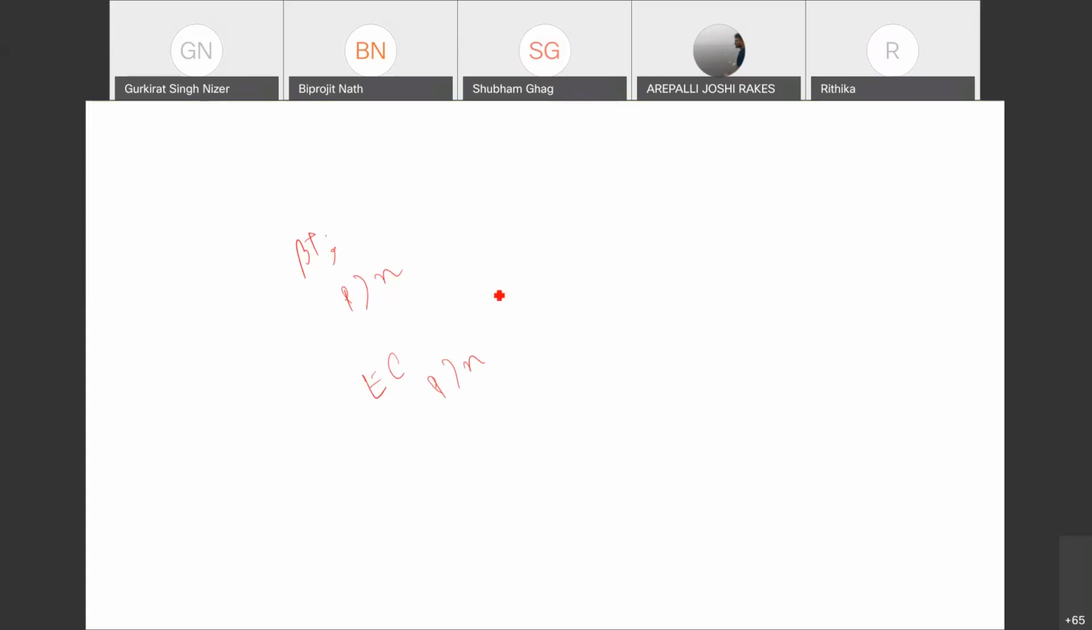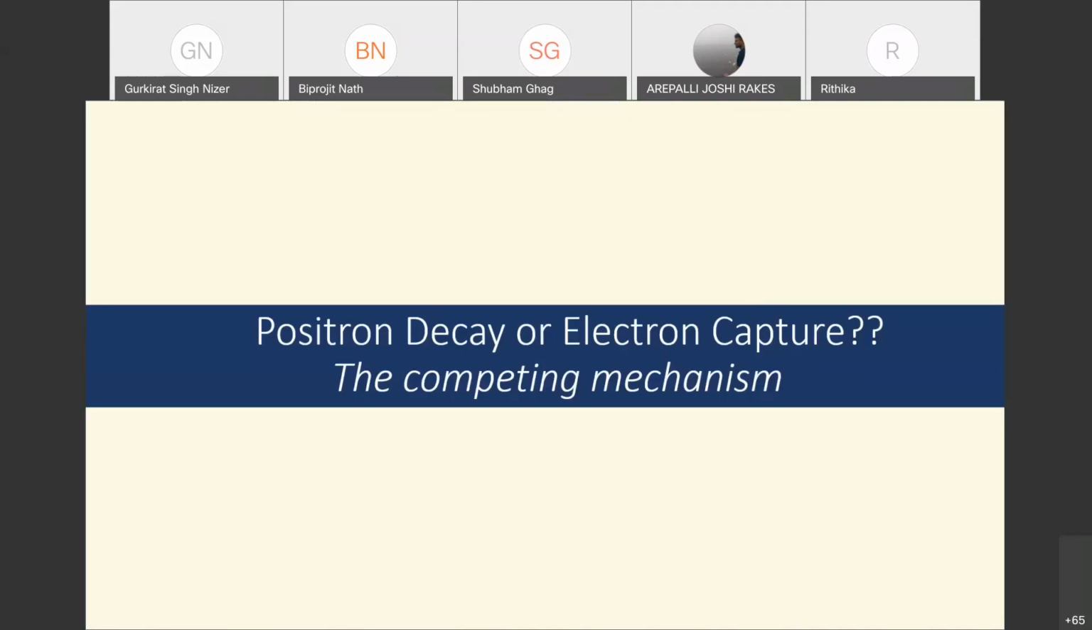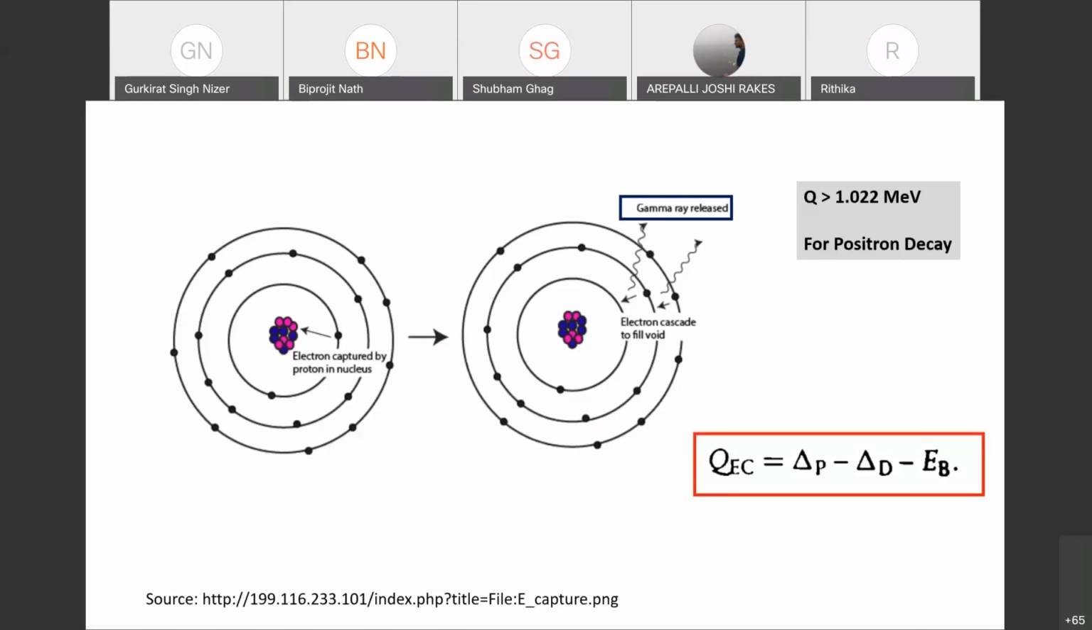But still, the question is when positron decay will happen and when electron capture will happen. Both the processes are competing with each other. So that's the next part, when positron decay will happen and when electron capture will happen. That's the competing mechanism. So that's the schematic which you can see over here.